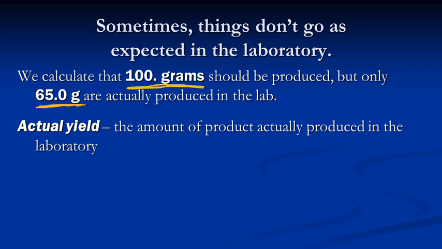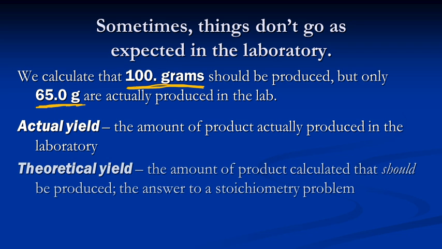And then there's this other number. That's the theoretical yield. The theoretical yield is the amount that we calculated that we should be able to make. That would be the 100 grams in this case. Or as I like to say, it's the answer to a stoichiometry problem.